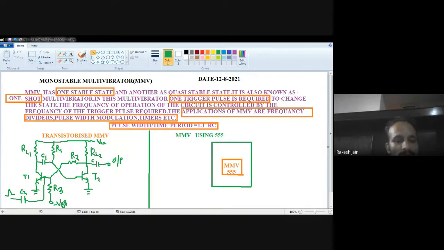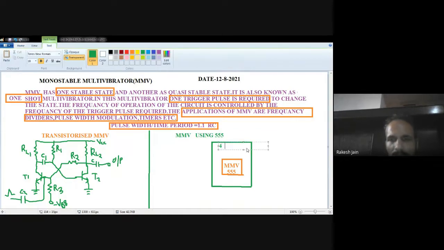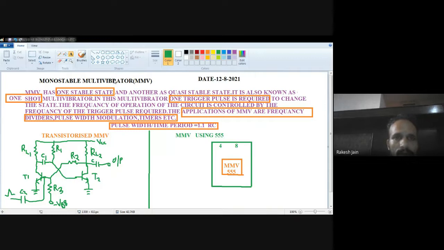So the fourth number and eighth number pins are connected with the VCC as in the last case. So I'm just going to connect them. The fourth number pin, that is the reset pin, and the eighth number pin, that is the VCC pin, are connected with the power supply. So both are connected with the power supply.